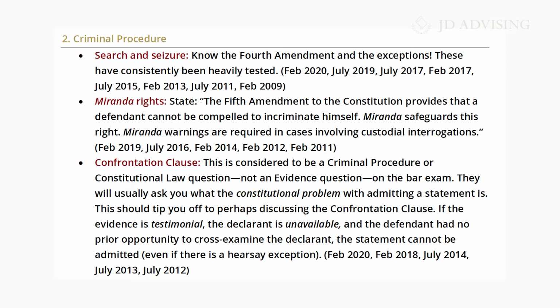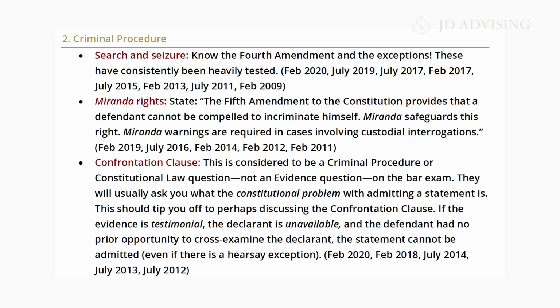And a lot of people will say, oh, it's hearsay, or they'll go into an evidence analysis when they want you to talk about the confrontation clause if they're talking about a constitutional problem. So remember, in a criminal case, if evidence is testimonial, the declarant's unavailable, and the defendant had no prior opportunity to cross-examine the declarant, the statement cannot be admitted, generally even if there's a hearsay exception. So keep this in mind.